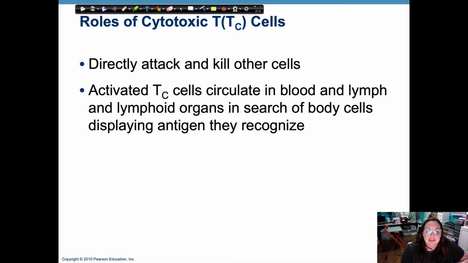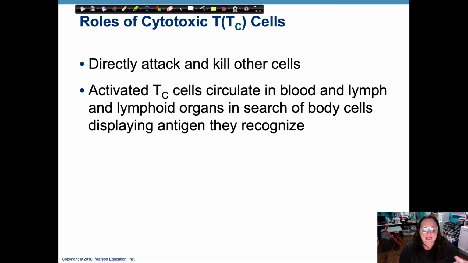And they do this by secreting two main things. The first thing is they're going to secrete something called perforin, which is going to puncture a hole inside the cell's membrane. And then it's going to secrete something called granzyme. And that granzyme is then going to get inside the cell that we're trying to destroy, and it's going to cause the cell to undergo apoptosis, or programmed cell death.